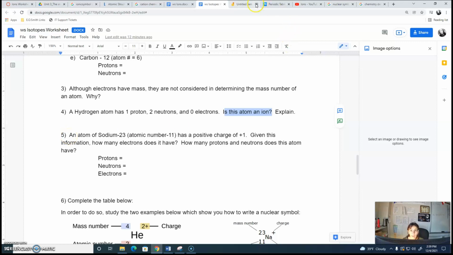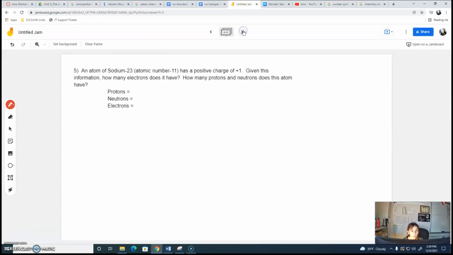I actually think I put this one on the Jamboard, so let's go right there. Okay, question number 5. An atom of sodium 23 with an atomic number of 11 has a positive charge of 1. Given this information, how many electrons does it have? How many protons and neutrons does this atom have? All right, so let's break this down. What am I told?